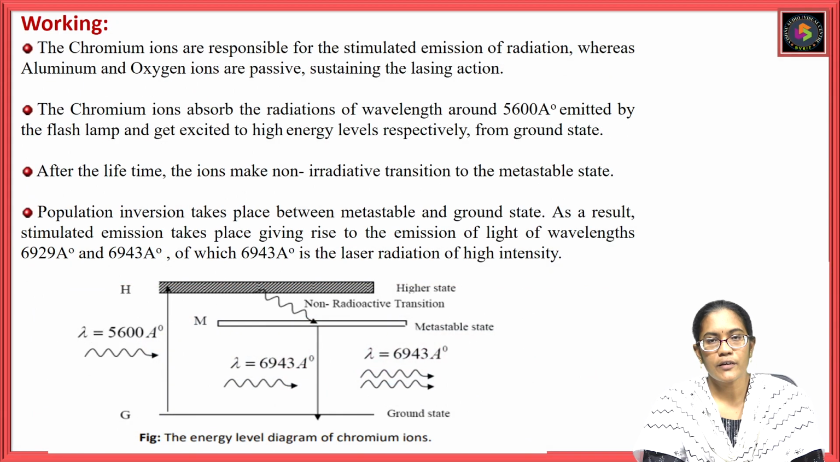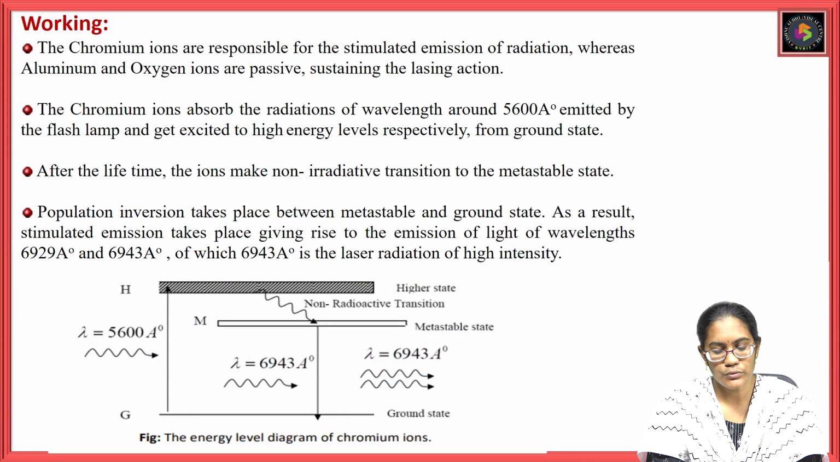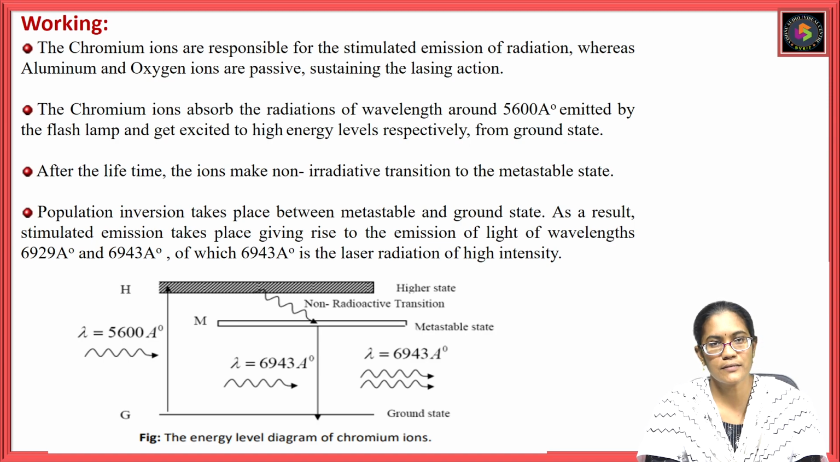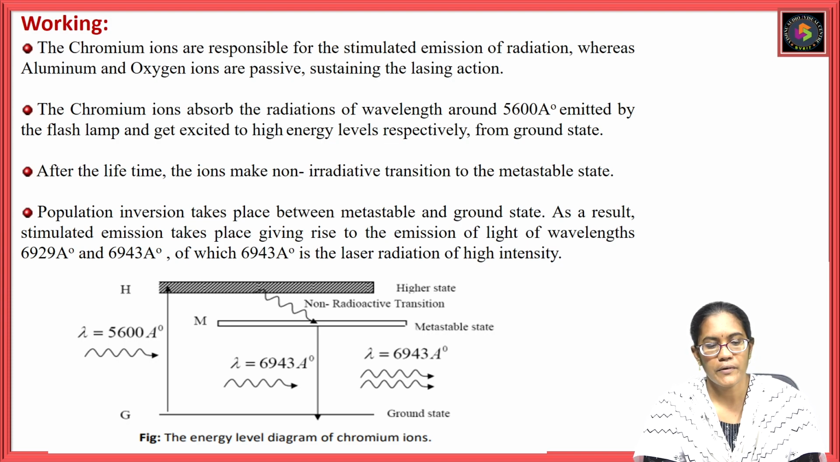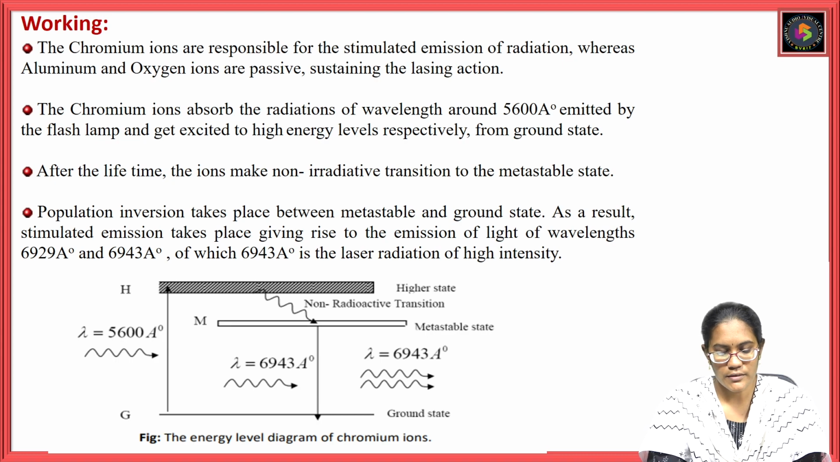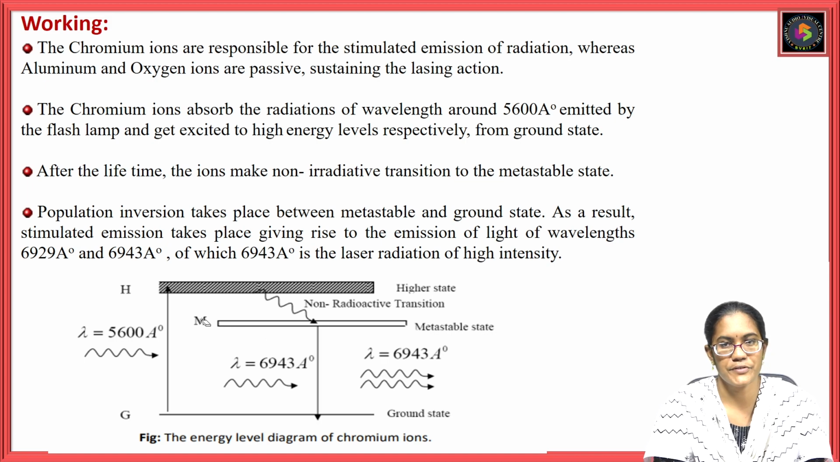Next, coming to the working of the ruby laser. Initially, the chromium ions in this ruby laser are responsible for the stimulated emission of radiation, whereas aluminum and oxygen ions are passive, sustaining the lasing action. This is the energy level diagram for the chromium ions.